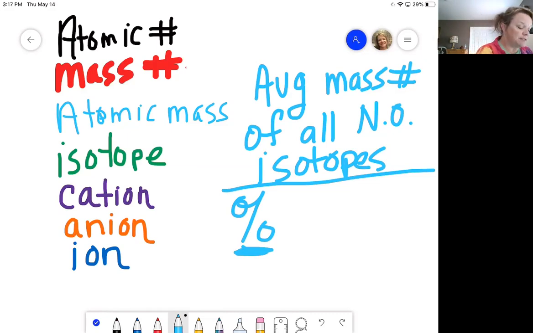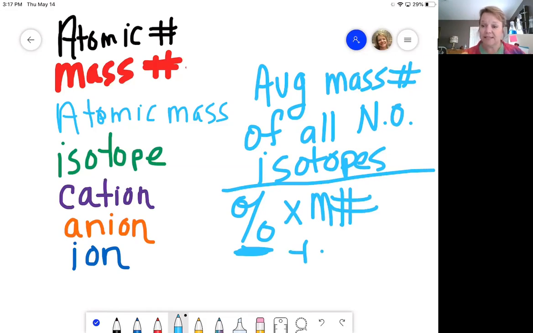So you take the percentages found times its mass number, and then you add all those up, and that's how we got the little decimal number on the periodic table. Some of you guys are taking that decimal number and rounding it to the nearest whole number and treating it like it's the mass number. And you shouldn't do that.